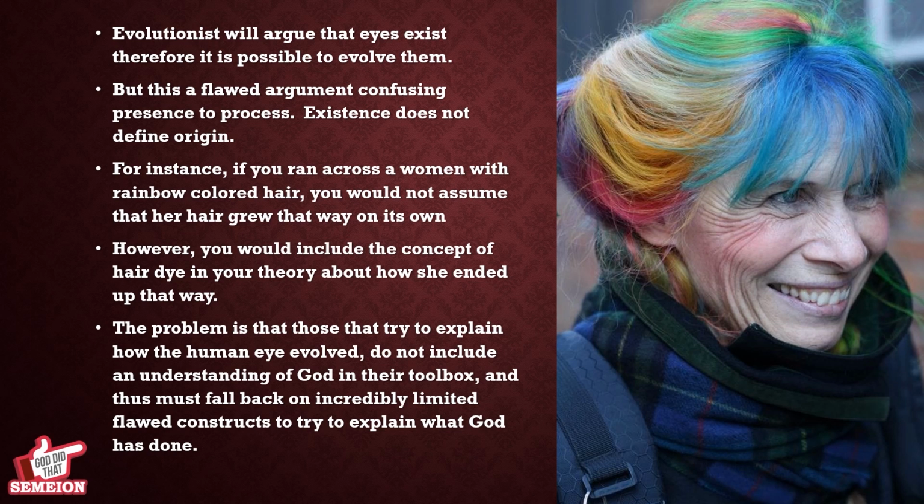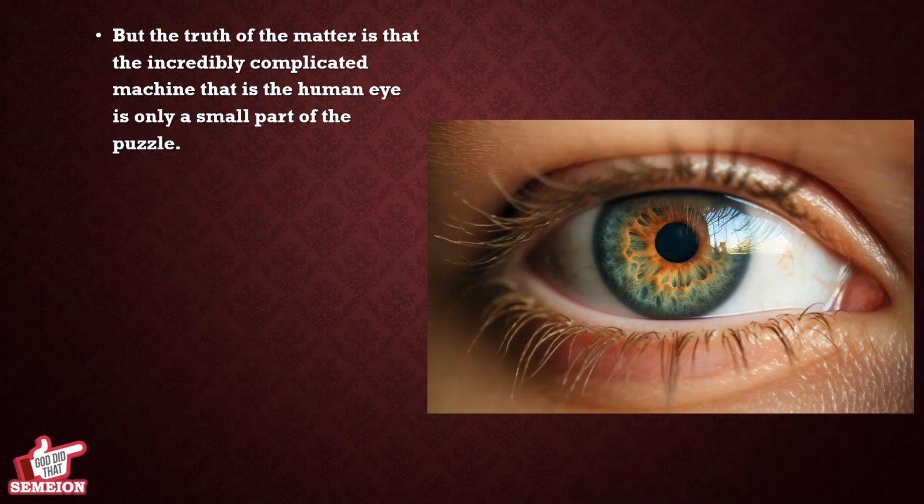The problem is that those that try to explain how the human eye evolved do not include an understanding of God in their toolbox, and must thus fall back on incredibly limited, flawed constructs to try to explain what God has done. But the truth of the matter is that the incredibly complicated machine that is the human eye is only a small part of the puzzle.